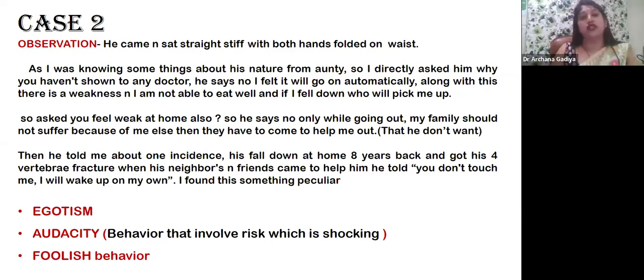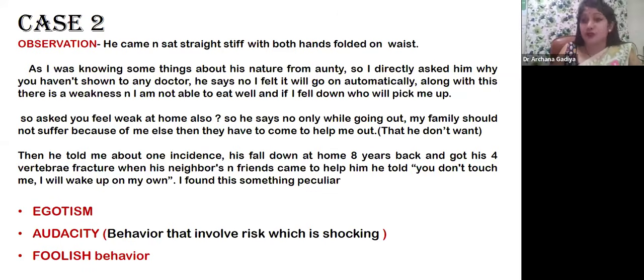Once he had fallen, so he had the same fear. If I fall again, what will happen? If I fall, my family has to come and help me, and I don't want that help from these people. Then he told me about one incident of that fall, which we have seen in detail. At that time only I got a hint of Arnica. What he was telling is, you don't touch me, I'll get up on my own.